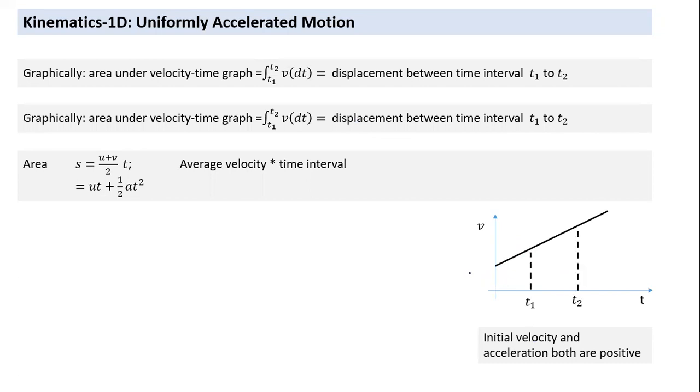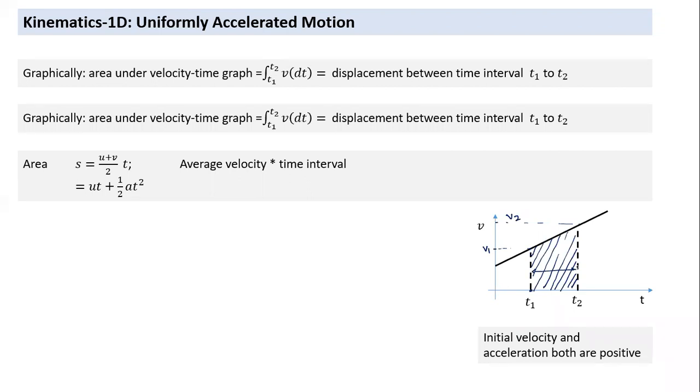Let's take this case here. Suppose I take two instances of time. This is time t1, and at time t1, this is the velocity which is v1. This is the second instance of time t2, velocity is v2. This is the area under the curve between time interval t1 and t2. What would this area indicate? This area indicates displacement between time t1 and t2. How can we calculate this area? This length is equal to delta t. This is a trapezoid. We know how to calculate the area.